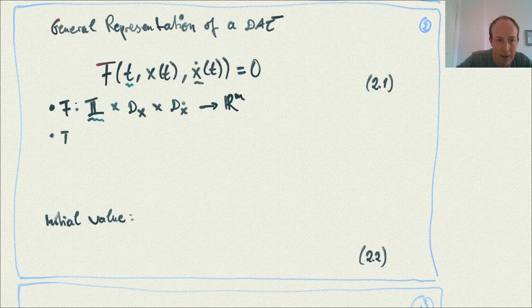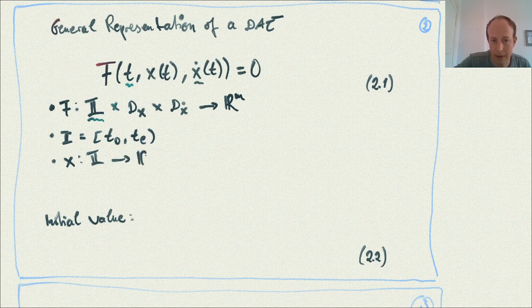Here we have this time interval, that's the time interval where we consider the solutions on. So this will start with t0, and it has an end time, tE. Let's take the half open interval, then we can also make some sense if this is infinity. Then we have a function x that takes this time interval and returns a vector in R to the n.